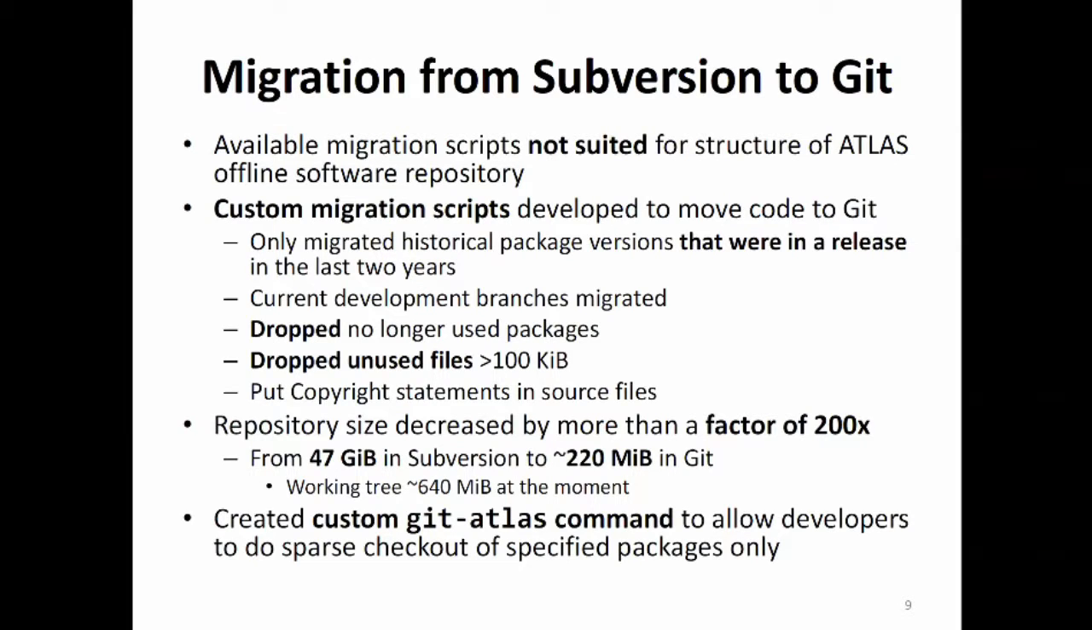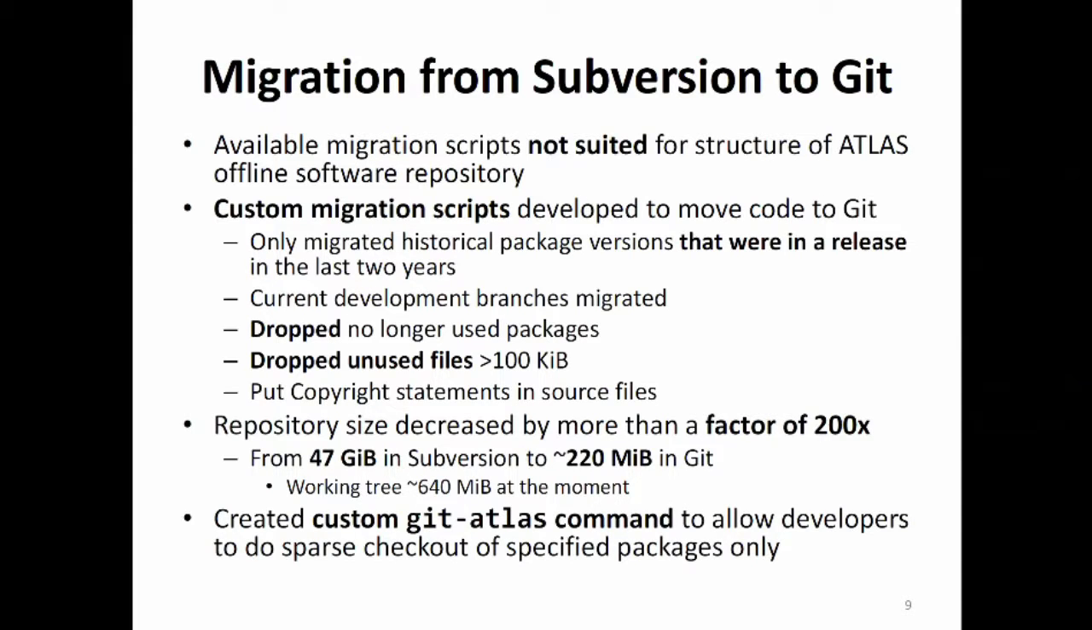So the thing is, I was talking about moving away from custom tools. We built custom tools to do the migration, but afterwards you don't need that custom tool anymore. And that custom tool to do the migration from Subversion to Git really helped us. We didn't migrate the entire code. Basically, we only migrated pieces of the code that were in official and distributed releases in the last about 2 years. We dropped packages. We dropped code that was no longer used. We also dropped lots of files. We had lots of unused files in our code base that were larger than 100 kilobytes, and we dropped many of them. And with this migration script, we also put copyright statements in our code.